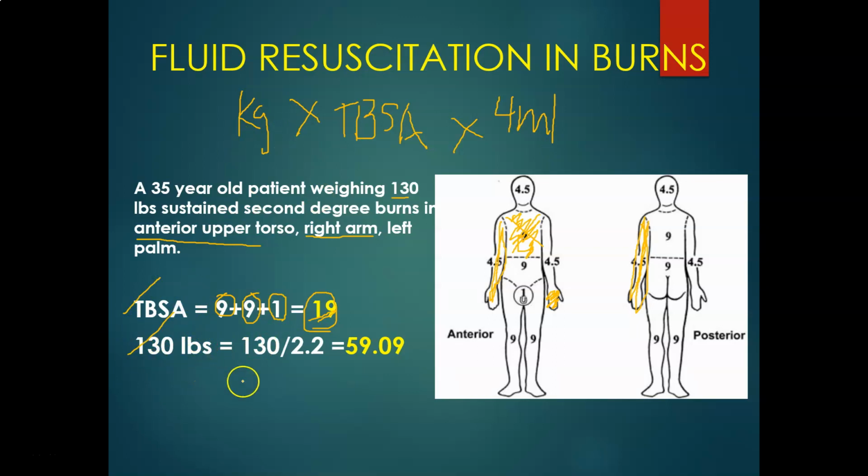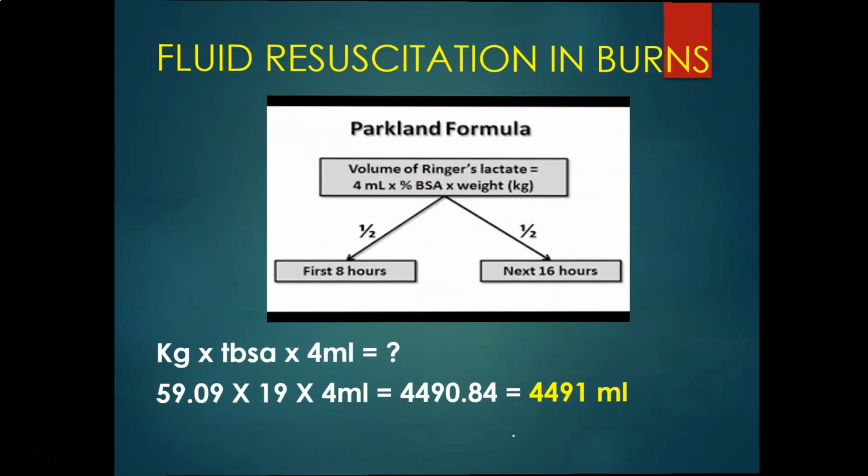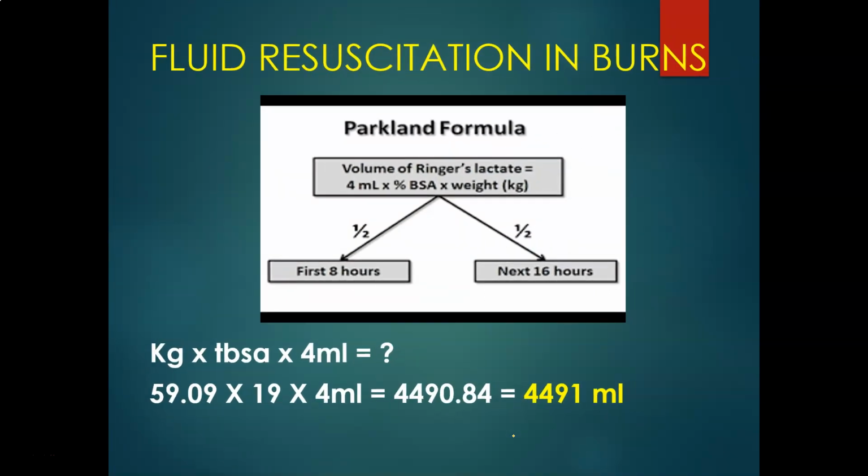So 130 pounds divided by 2.2, that's the formula. Okay? And we have 59 kilograms, 59.09 kilograms. So what's the next thing that we need to do? Okay, there we go. We have 59.09 times 19 times 4 ml. Okay, 4 ml. So, if that is the case, we compute it, and the result is this one.